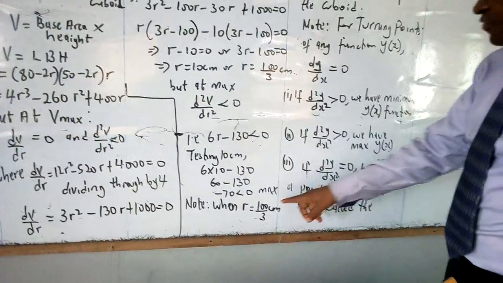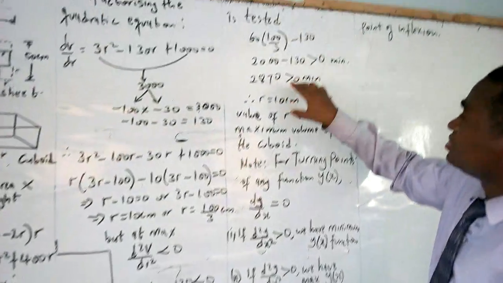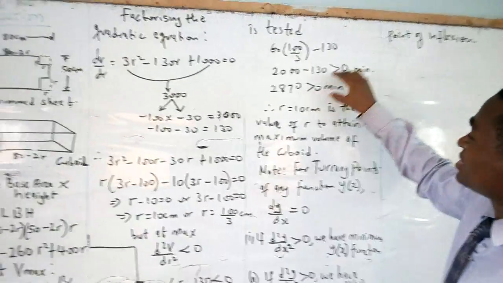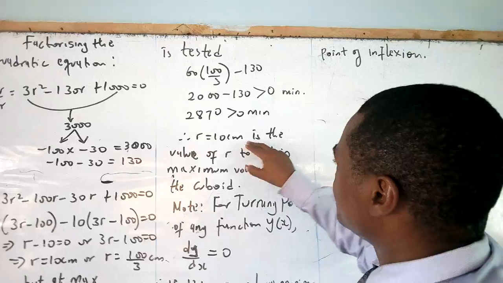So, if you test the second value of r, we discover that our result will be greater than 0. That is talking about a minimum. That's why we are selecting r to be 10 cm.